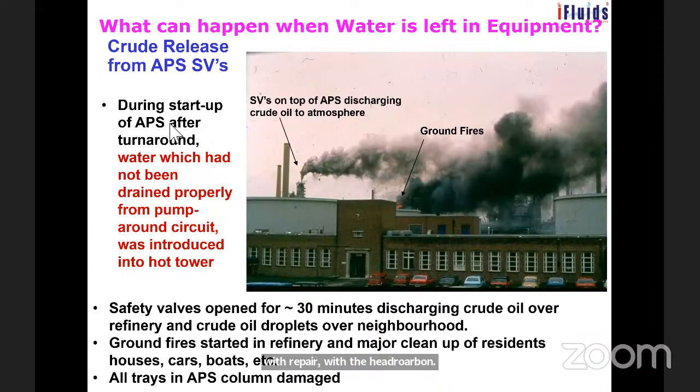And atmospheric pipe still safety valves got open because water entered. The water was not drained before taking hydrocarbon crude into the column. So it caused high pressure inside the column and the safety valve got open. And in those days, the safety valves were open to atmosphere. So it was throwing oil. But nowadays they take care, and that is connected to flare. So that way they have taken care nowadays. But in the olden days, it was not like that.